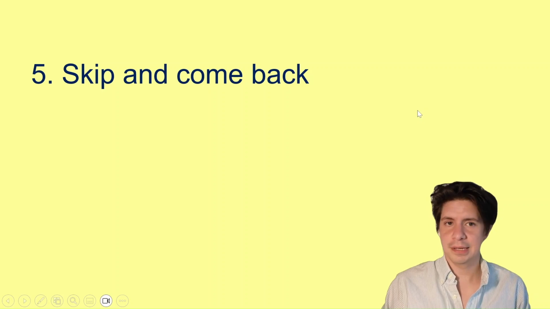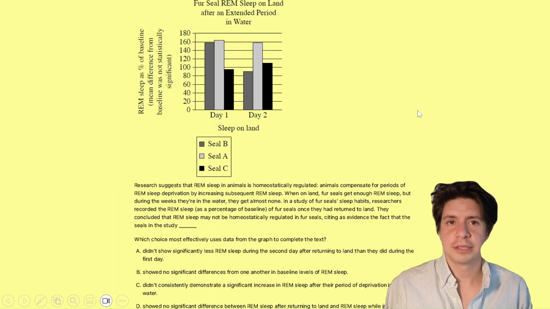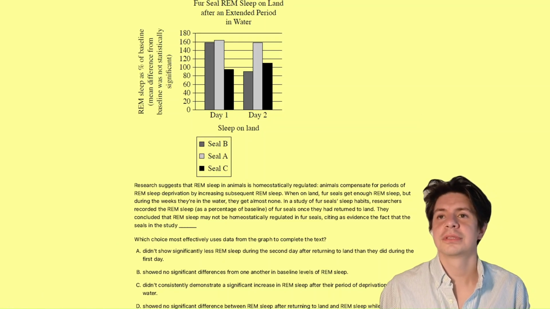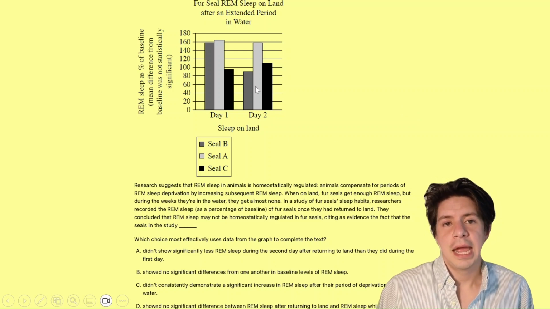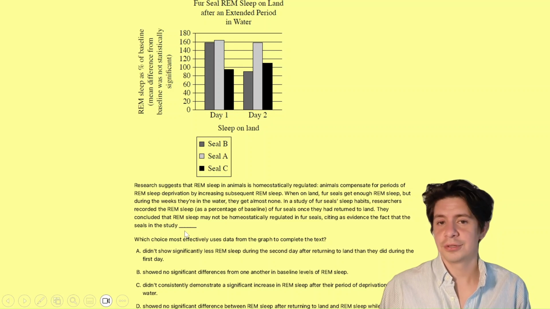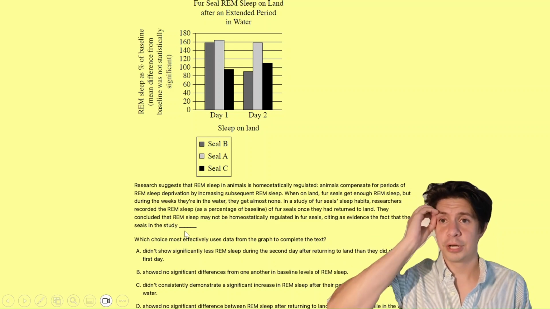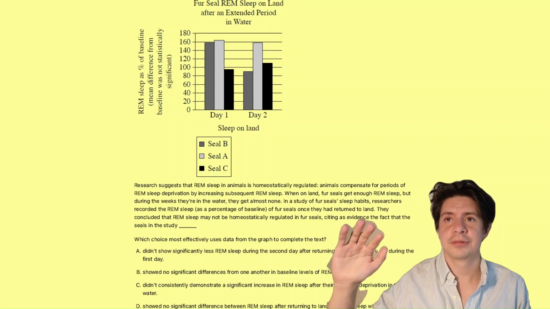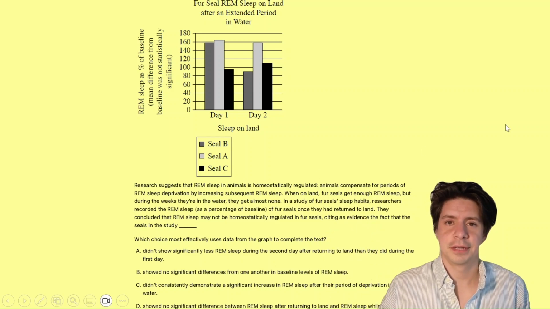Skip and come back. I like to do that for hard questions. This is one of the hardest questions my students ever see, and it has a lot of data. So if you saw a question like this, you read it and you're sort of confused and you feel pressed for time, skip it, come back to it. You'll be totally fine, okay?